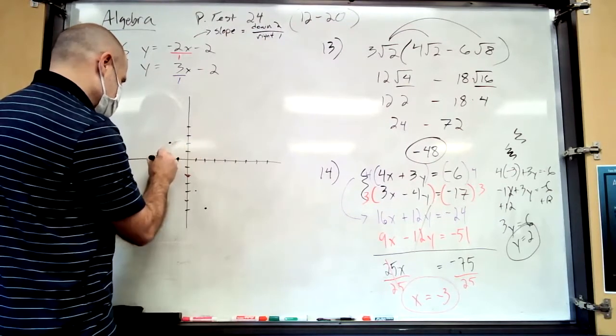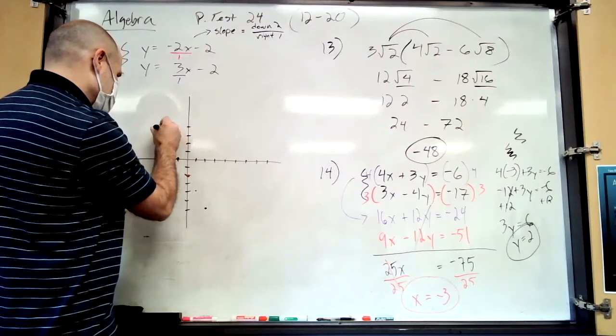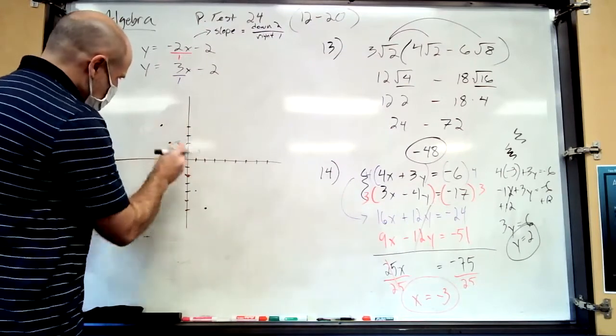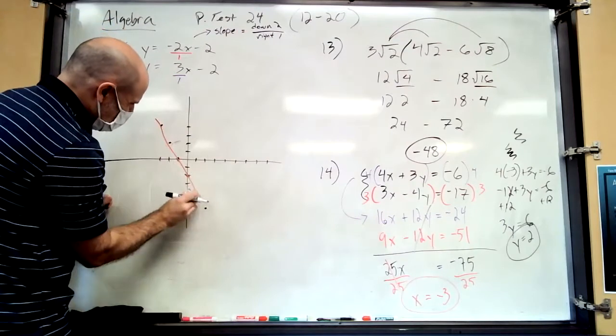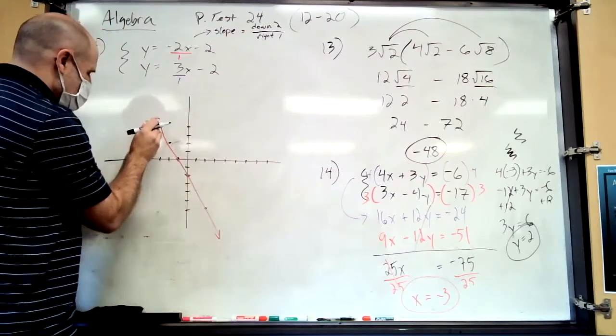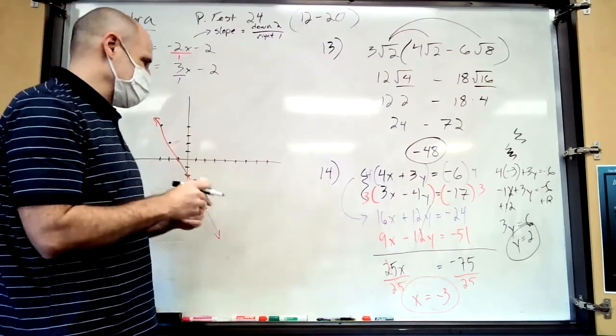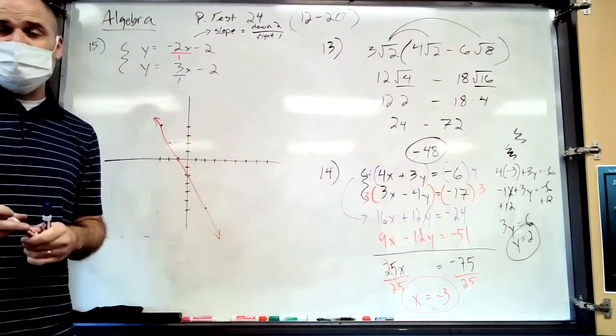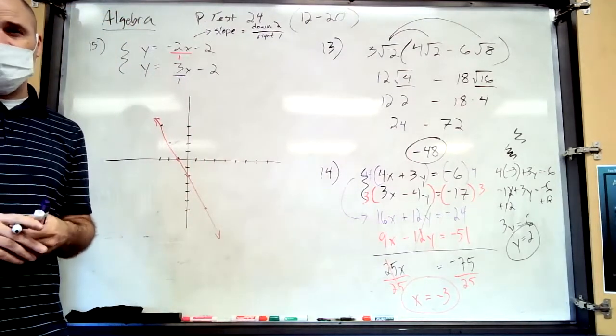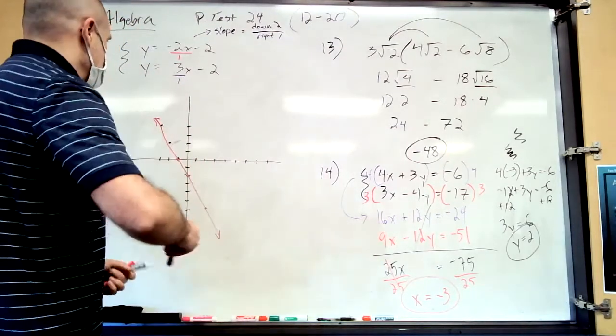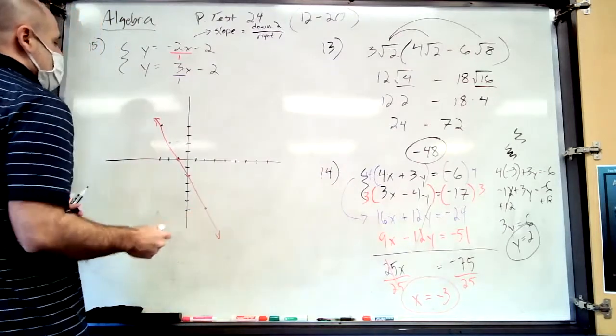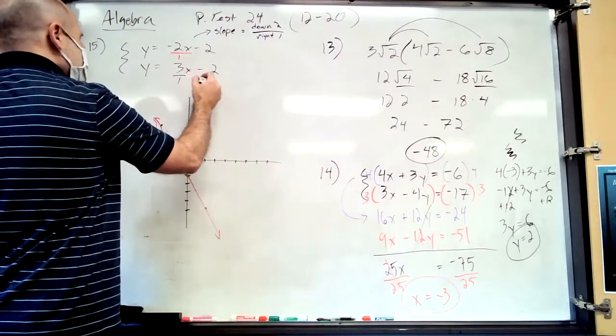Up 2, left 1. So there's where my red line is, right there. Do you see that? Okay, now if you don't use graph paper, if you just use lined paper, it's going to be more difficult to find the right answer. So use graph paper.